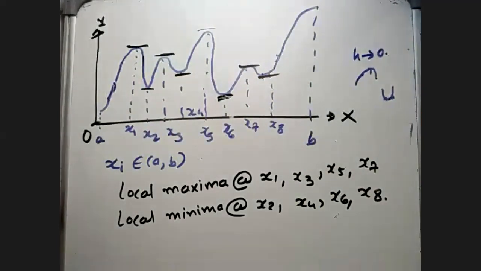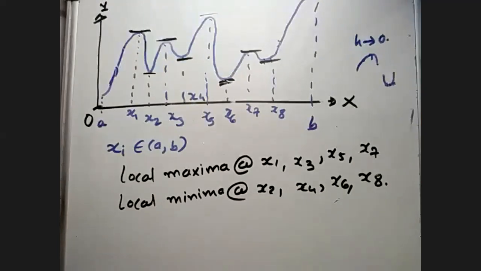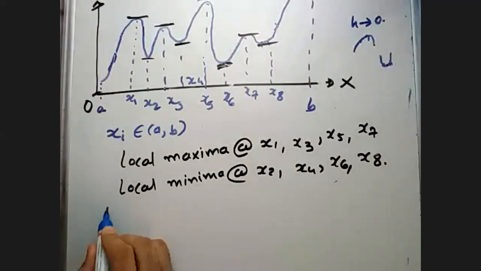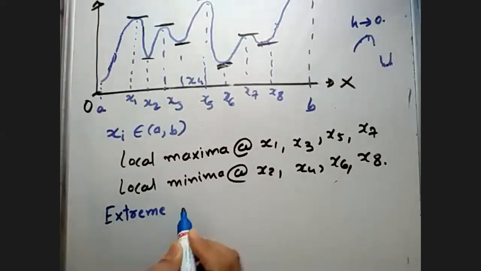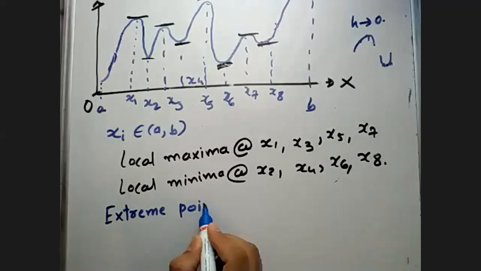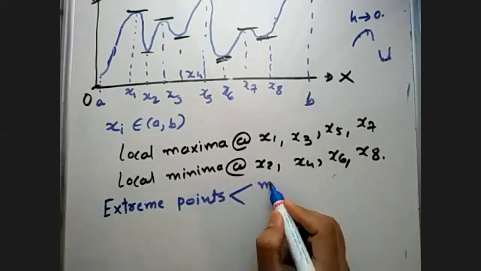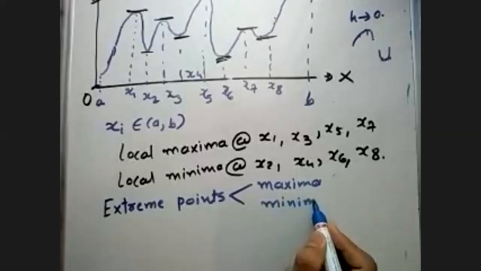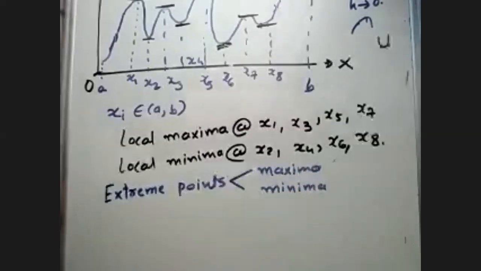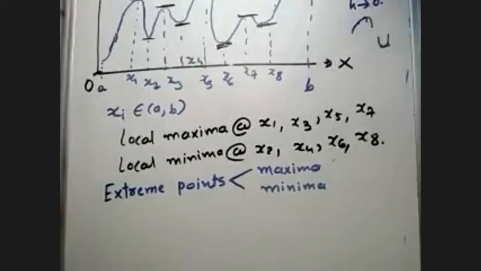So now all these points are called extremum points, or extreme points. So at extreme points you will have either maxima or minima. So these are all called local maxima and local minima. Right. Now what is global maxima and global minima?